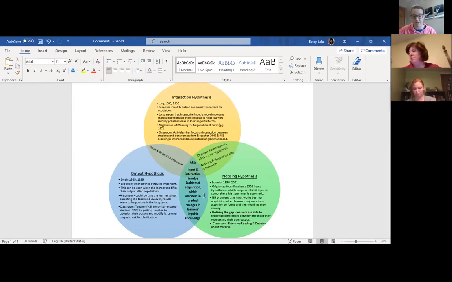And I want to define those real quick for you. Negotiation of form, which is the negotiation triggered by purely linguistic problems, is different than negotiation of meaning, which looks at the meaning of negotiation, like what's the reason behind it.